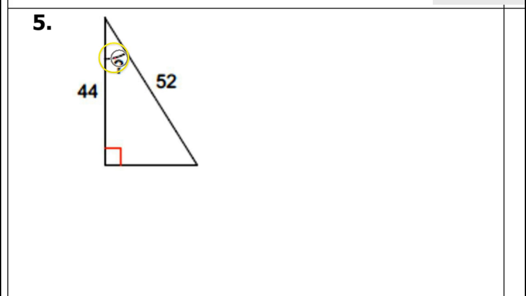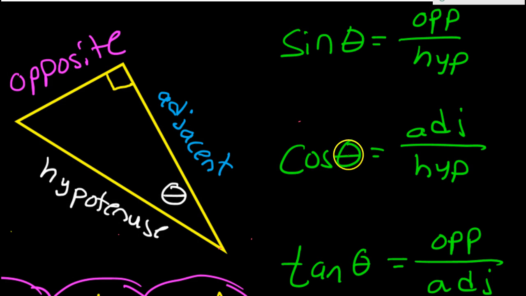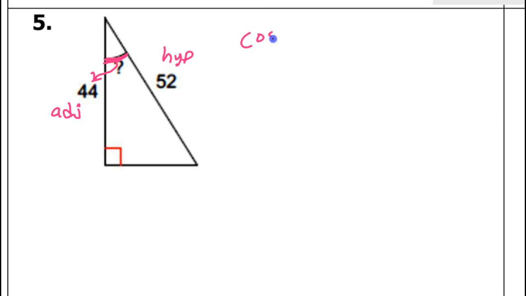All right, number 5. We've got this angle right here and these two sides. Are either one of these the hypotenuse? This one right here is the hypotenuse. It's across from the 90. So this one is the adjacent leg. Adjacent means right next to, and this is right next to the angle. So adjacent and hypotenuse, that is the cosine function. Adjacent over hypotenuse. So we will say cosine of question mark is equal to the adjacent leg.